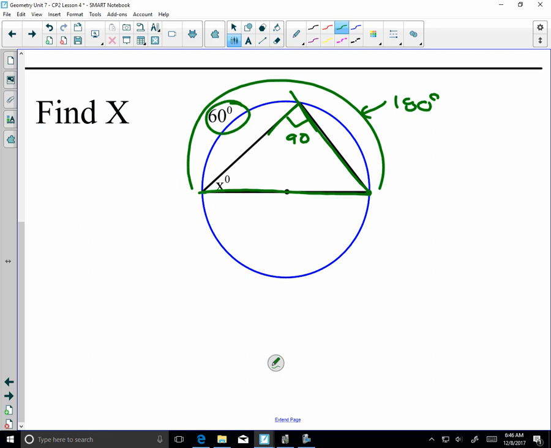Okay, we've got a 60-degree arc on the outside of this. Let's give it a name. We'll call it Y. So we have a 60-degree arc on the outside of an inscribed angle Y. We're going across past the center, so we know that Y has to be 60 divided by 2, or 30. And then we can use what we know about the triangle conjecture. The three angles of a triangle have to add up to 180.